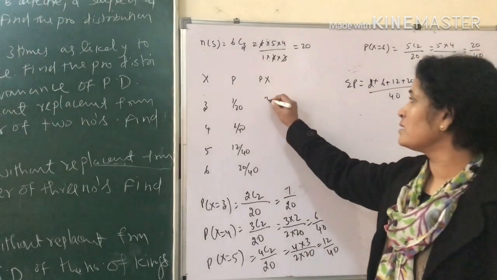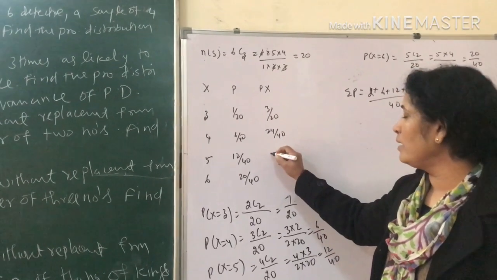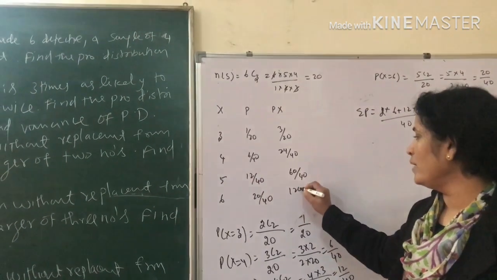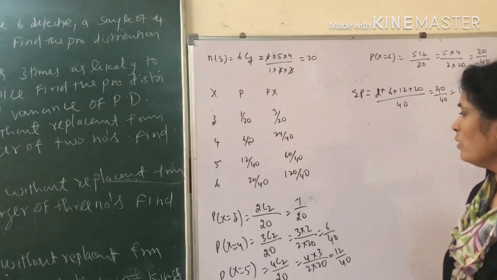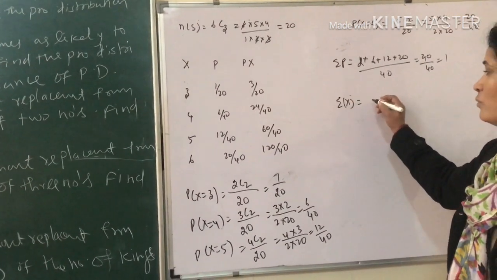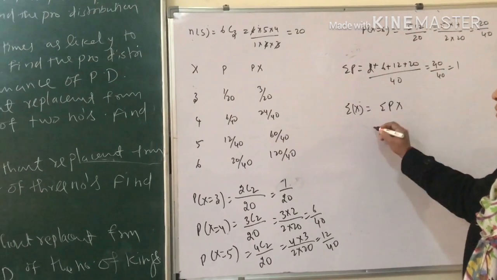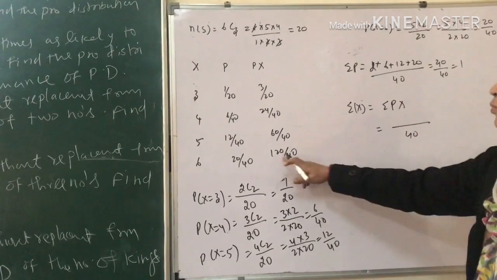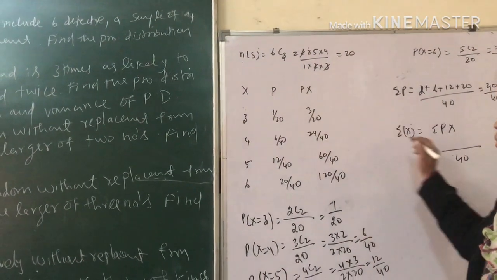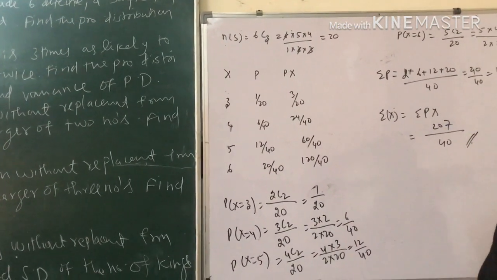Now PX means that is 3 out of 20, and then 24 out of 40, and then here we will get 40, and then 120 out of 40. Now that is the mean they are asking, expectation of x, that's equal to, you know the formula, summation px. So that is equal to 40, that is 180, 204, 207 upon this. That is the mean of the probability distribution.